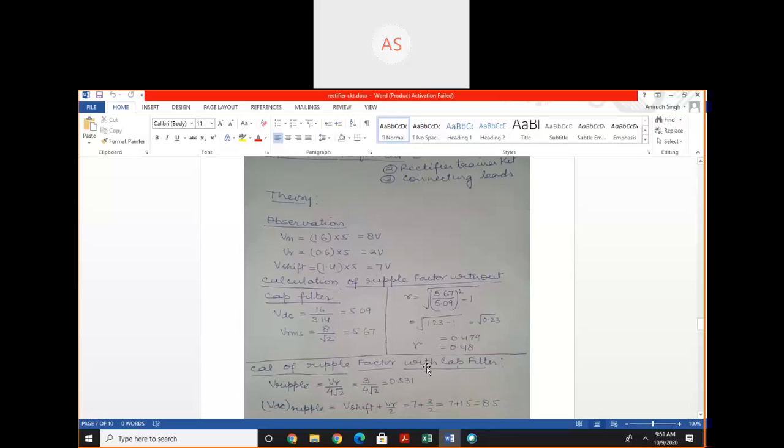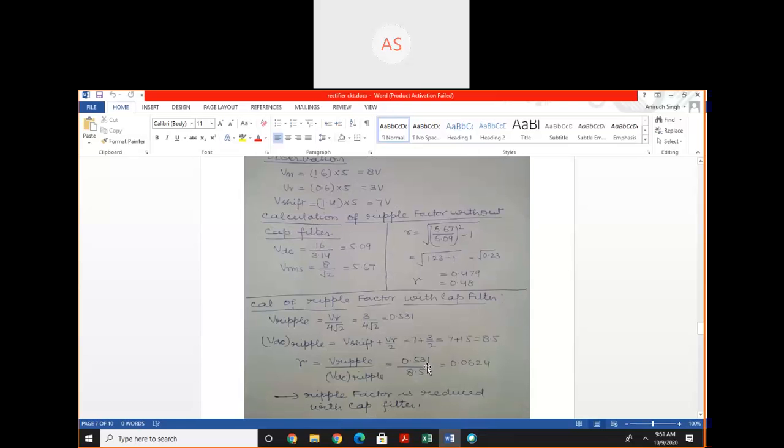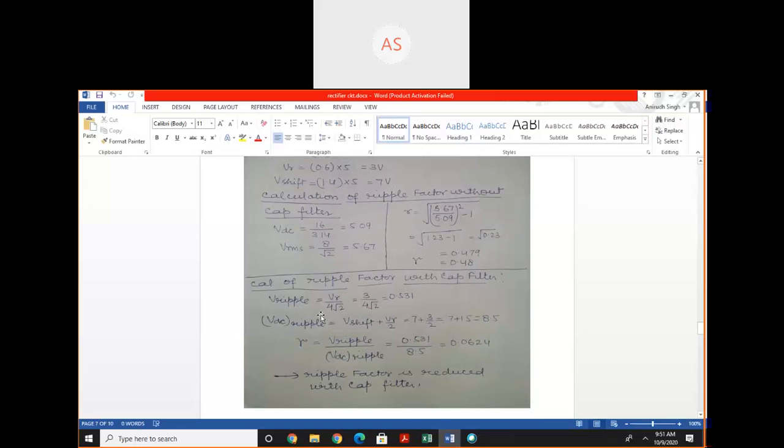Calculation of ripple factor without capacitor filter. In this case, we take the value of Vm equal to 8 volt. VDC is equal to 2 Vm divided by pi. So we get 16 divided by 3.14, which is equal to 5.09. VRMS is equal to 8 divided by under root 2, which is equal to 5.67. Then we calculate the ripple factor by substituting the values of VDC and VRMS in this equation, and we get the value of ripple factor as 4.48.